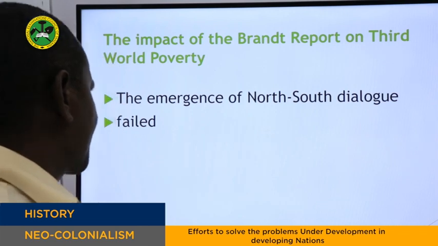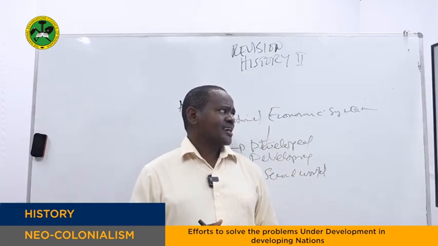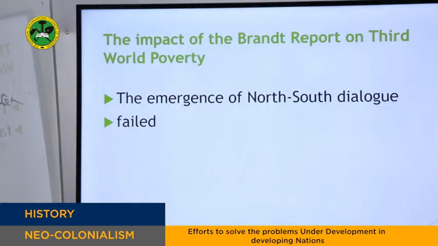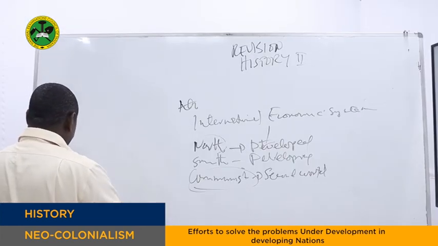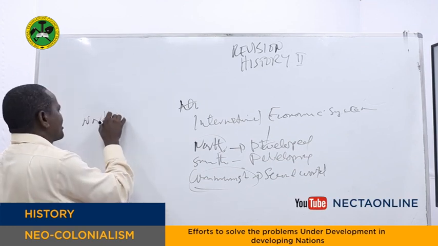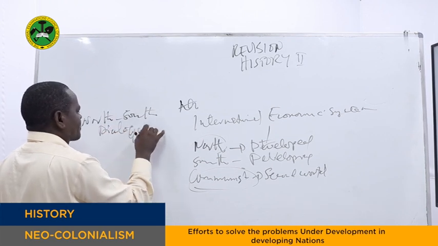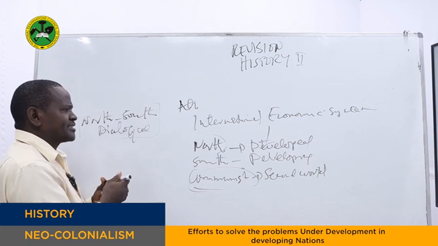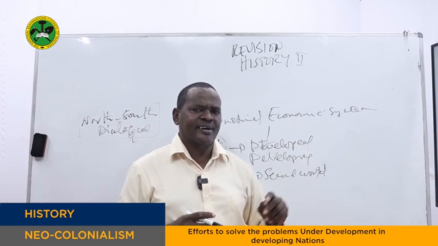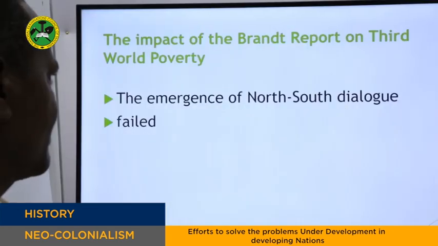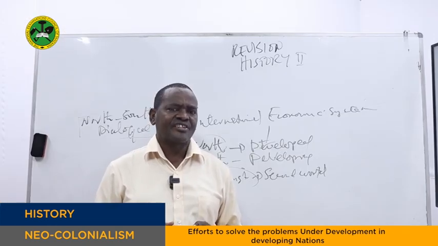What is the impact of that report? The first impact of the report is the emergence of the North-South dialogue. As we have said, the Brandt report suggested some measures to be taken by the North and the South. So what came next, immediately, was the North-South dialogue. And why this dialogue? This dialogue was important so as to reach what had been suggested by the Brandt report. So the dialogue, of course, was conducted, but what came next is that the dialogue failed. The dialogue failed because the North refused to comply with the demands of the South.